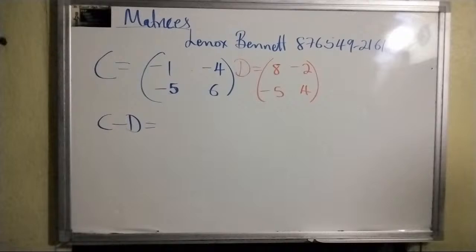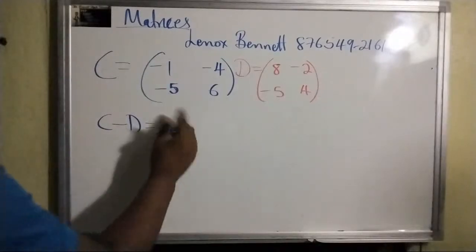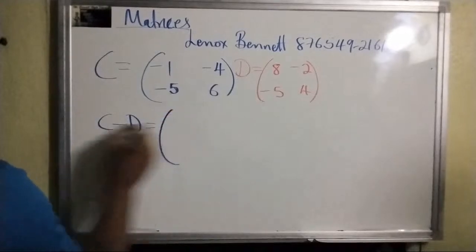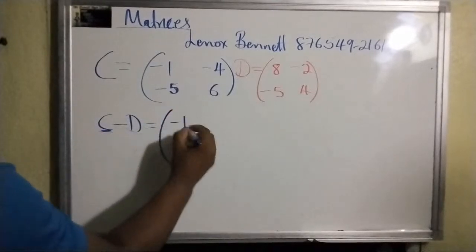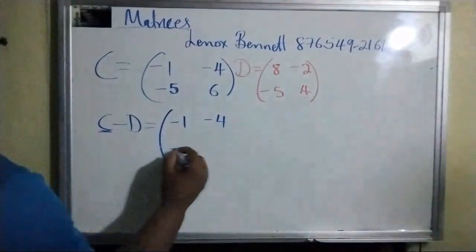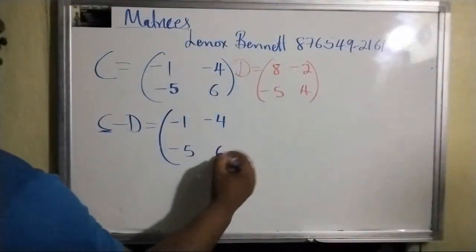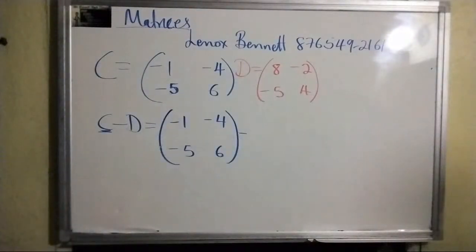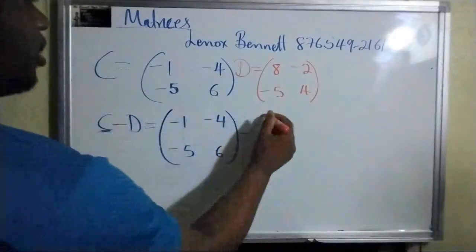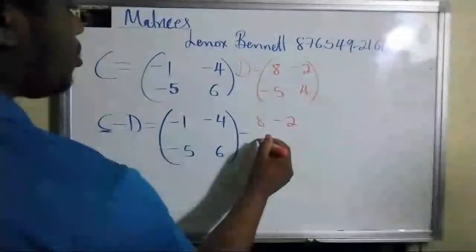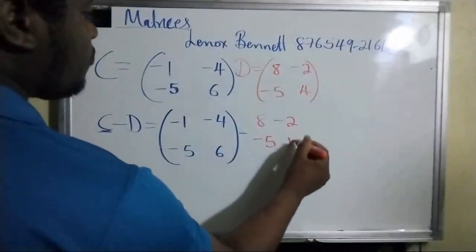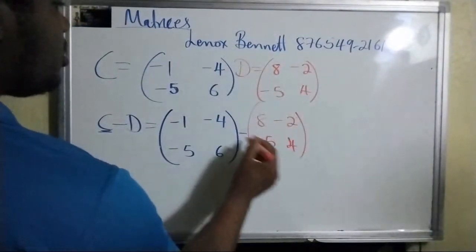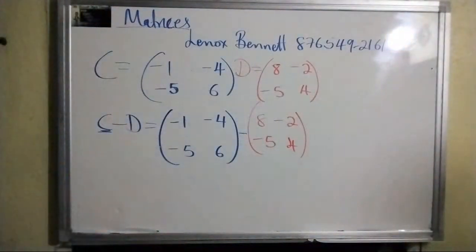Alright, so let's try C minus D. So first, we write back all of C, because C is in front, so it's -1, -4, -5, and 6. Right, and it says minus now D, which is 8, negative 2, negative 5, and 4. And guys, these can be really tricky. I'm going to give you guys one more of this and then we'll move on.